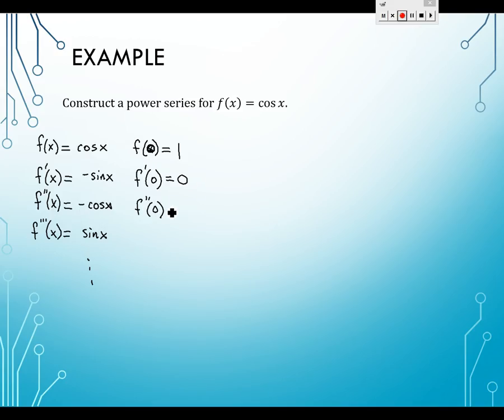f double prime of 0 is negative 1. Does this feel familiar? It feels like what we did before. We get 1, and this time it's in a different order, but we get 1 and then 0, negative 1, 0, and then repeat 1, 0, negative 1, 0, etc. So the power series comes out to be what? 1. Let's skip the first order term. Minus x squared over 2 factorial.